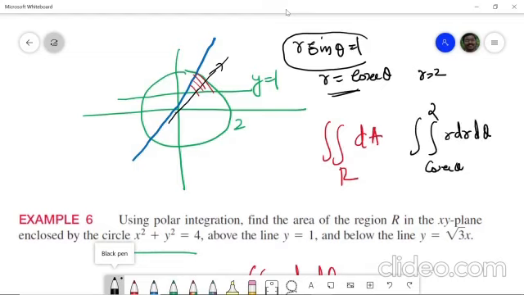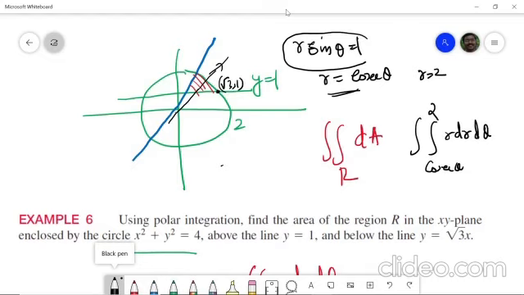Similarly, you need the limits of theta. It is not actually 0 to pi by 2 because the entire quadrant is not there. So there also you need to know these points here. Let us write down the values here. What is the value of this point here? The y value is 1, and it's a point on the circle. So if the y value is 1, x square plus y square is equal to 4, so x square is equal to 3. So x will be root 3, and the point is root 3, 1.